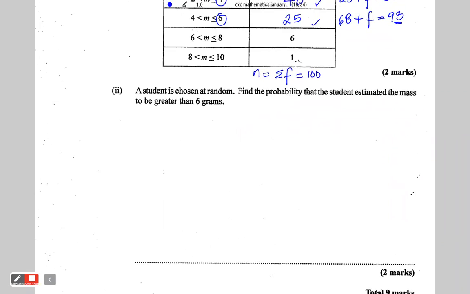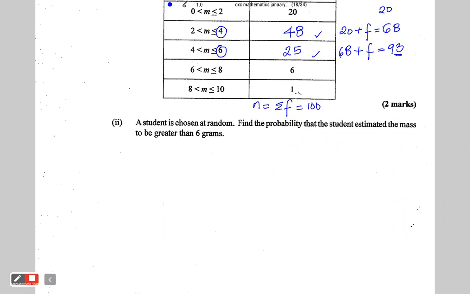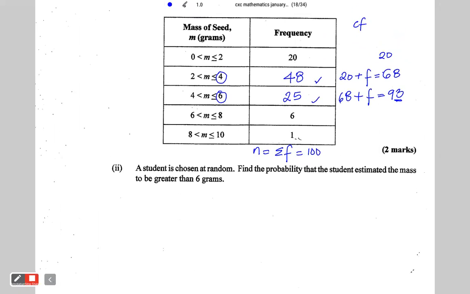This is the last part of the question. It says a student is chosen at random, and we're to find the probability that the student estimated the mass to be greater than 6 grams. Well, let's look at this frequency table and see how many students' estimates are greater than 6 grams. It's actually these 7 students. So here the mass starts from m greater than 6 to 10. So the number of students is 7.